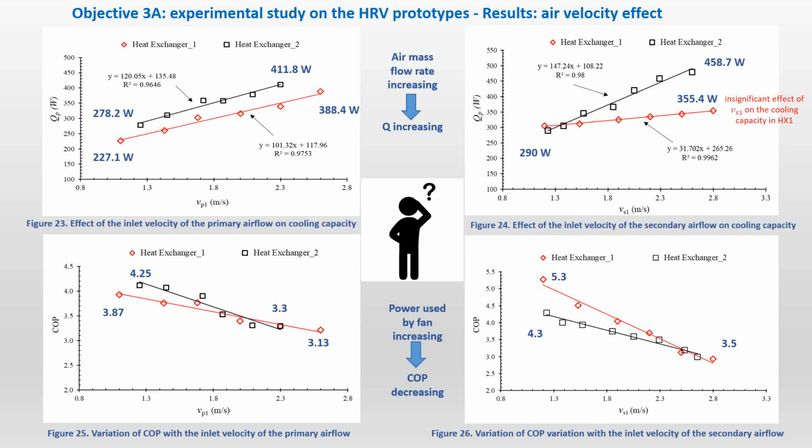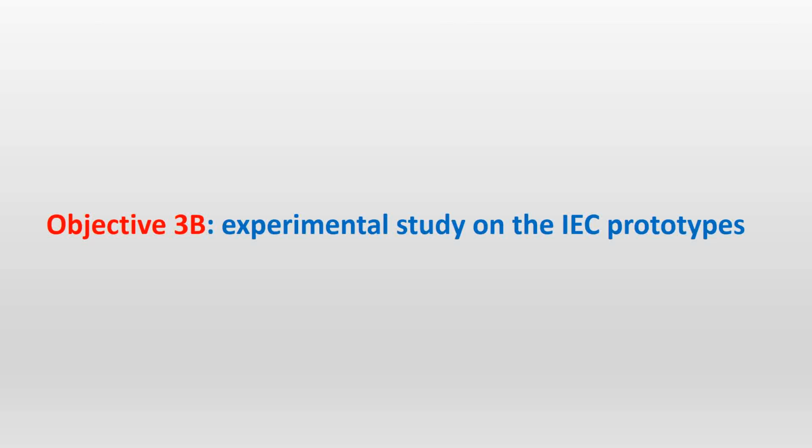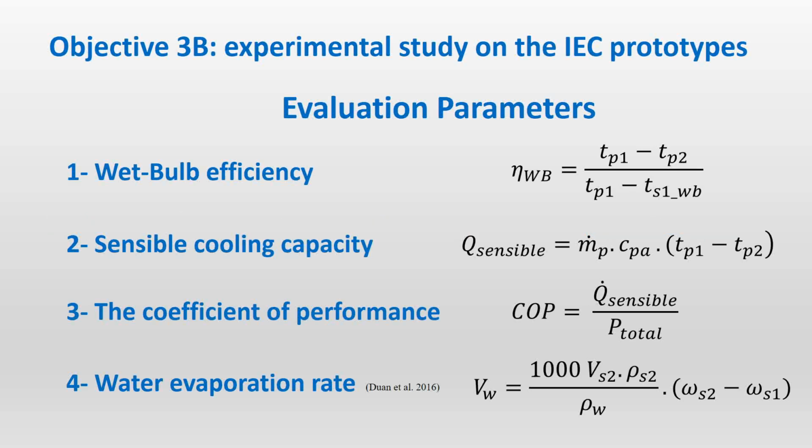The third, objective 3B, is the DC prototype. So the parameters now are going to be changed. We don't use the sensible efficiency, we're using the wet bulb efficiency, because we are going to use the wet bulb temperature, which in this experiment is going to be approximately standard. It's not going to vary. And we check what the efficiency of the IEC units will be. Sensible cooling capacity, because only the sensible heat will be transferred through the plate. The coefficient of performance, and we added later the water evaporation rate.